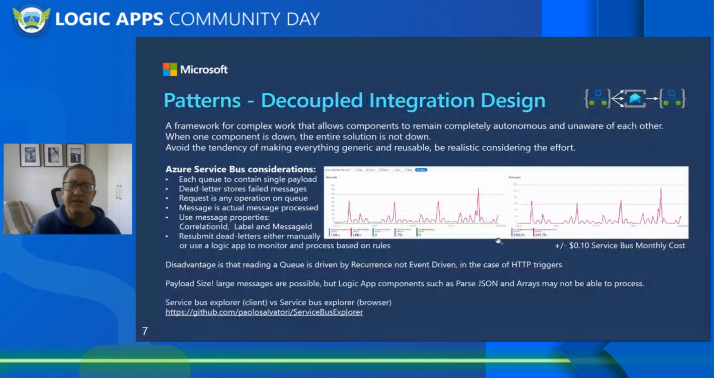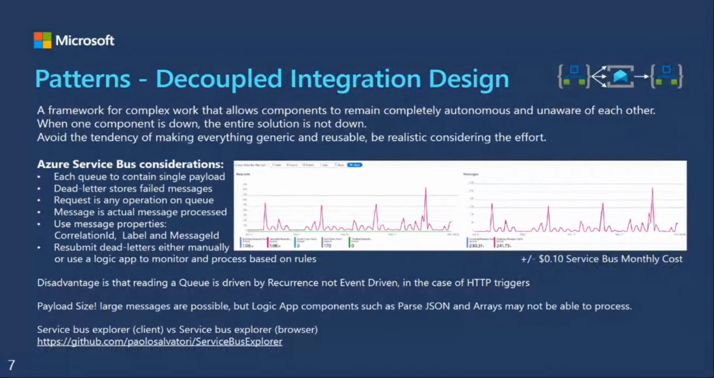All right, let's look at decoupled integration design. So this is what we're trying to get here. We're trying to get to a place where all the different integration components run on their own. They don't know about each other. Why is this important? Well, when you have a massive system integrating multiple things, if one component goes down, we don't want the whole integration system to go down and stop. Everything's got to keep on working.